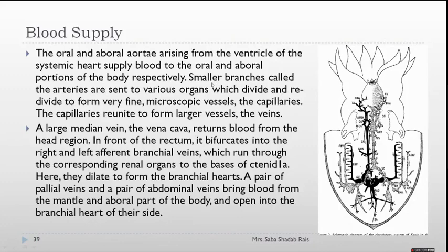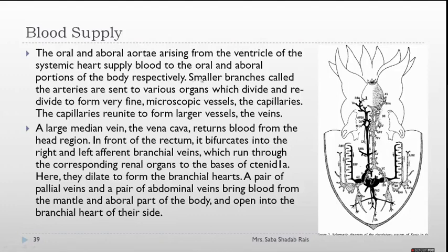From this point onwards, you might have heard that the ventricle gives two aortae. One is the oral, another is the aboral. So this will supply blood from the heart to the oral and aboral portions of the body respectively. We have discussed this multiple times.